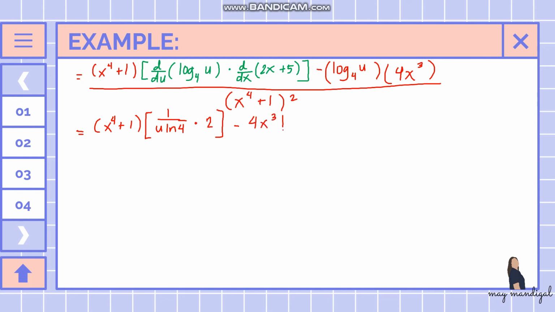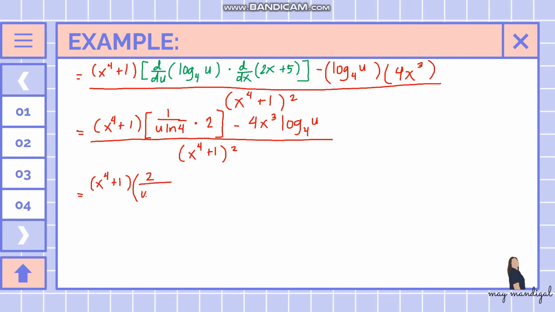And then let's multiply the logarithm of u base 4, all over the denominator. And then let's simplify this. So what we will have is x raised to 4 plus 1, and then this one will be 2 over u ln of 4, minus 4x cubed logarithm of u base 4 all over the denominator, which is x raised to 4 plus 1 squared.